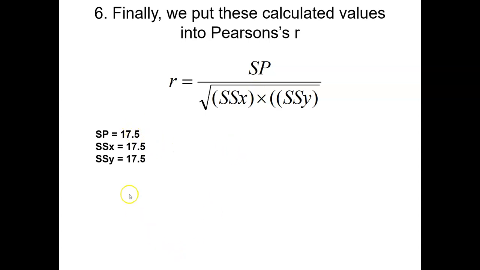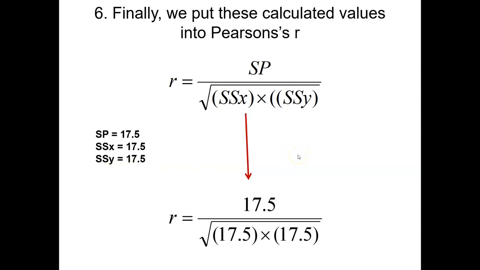These are the listed values: the sum of the cross products is 17.5, the sum of the squared deviation for x is 17.5, the sum of squared deviation for y is 17.5, and now I put them in this formula. I get 1 as my coefficient of correlation. So 1 strongly represents that it is highly correlated. This is an ideal scenario that we have taken.